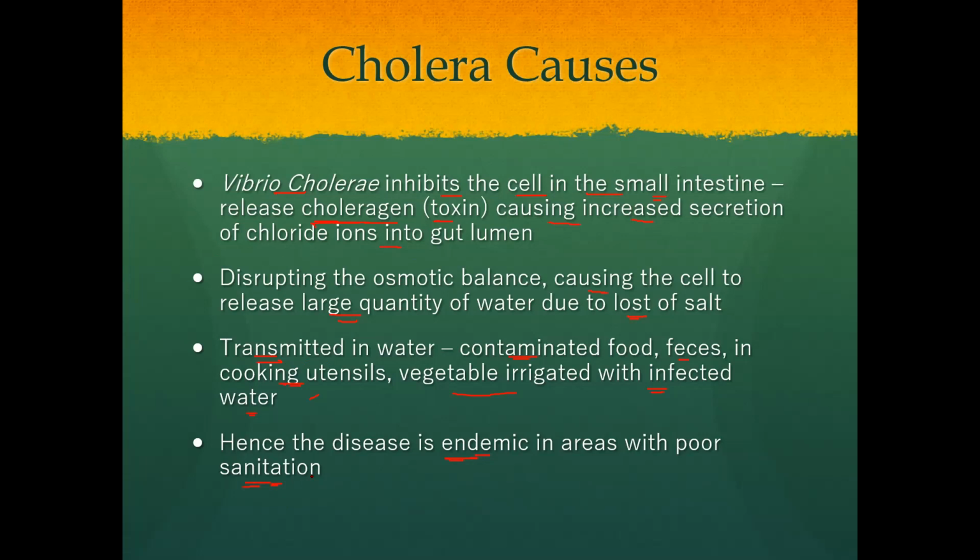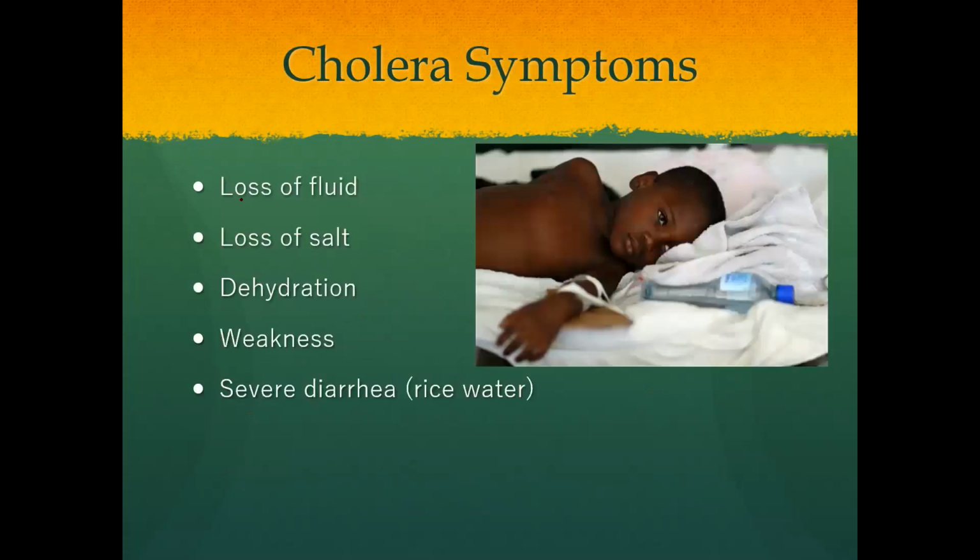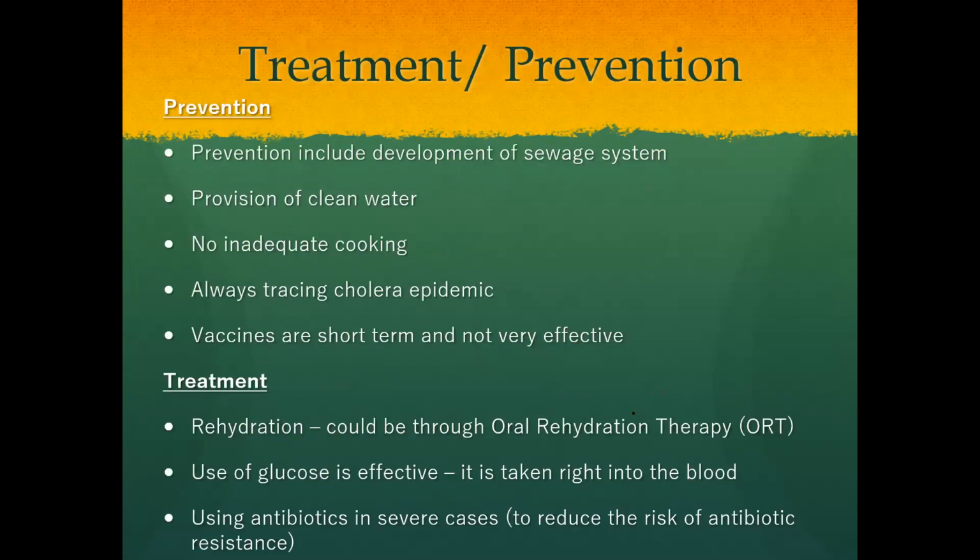Now, the symptoms are loss of fluid, definitely, since there are a lot of salts being lost, there is an electrolyte imbalance here, right? So loss of fluid, water is being lost. This causes dehydration. The person becomes very weak, right? And severe diarrhea, and it is known as rice water stools, right? It's whitish in color. It's not just a clear liquid, it's whitish in color. So we call them rice water stools, right? Rice water stools.